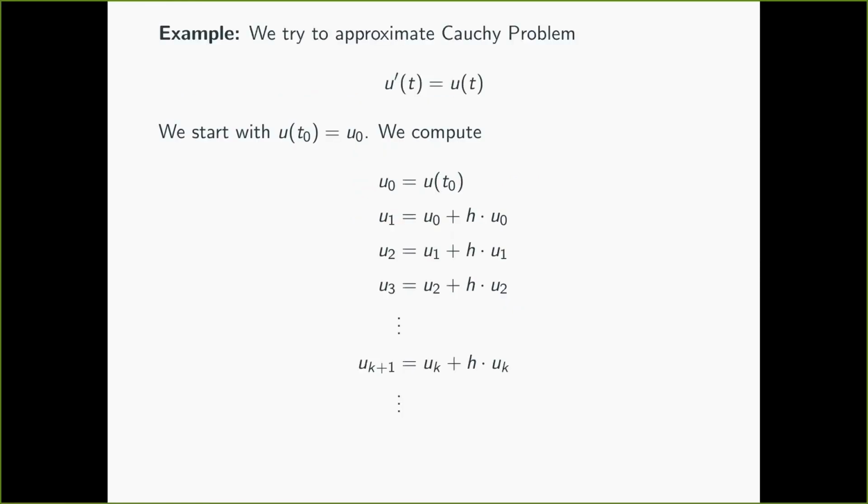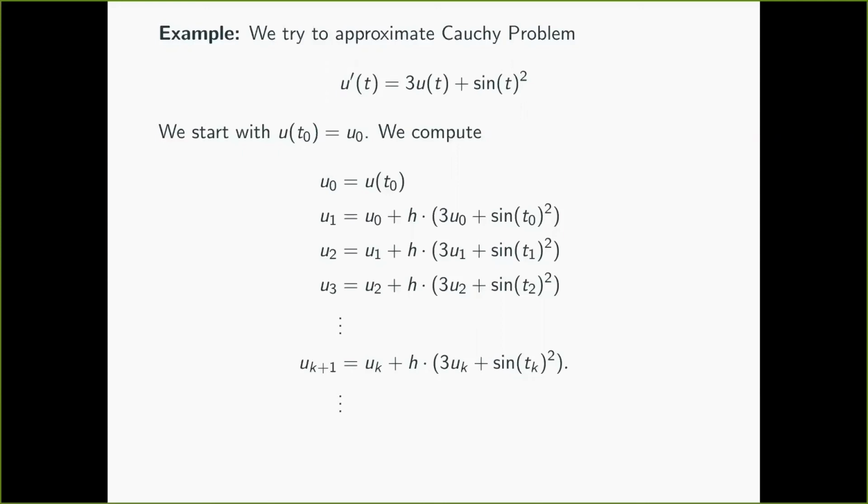Okay, let's take a look at an example, namely the Cauchy problem. u prime of t is equal u of t, and we have some initial condition u0. Then we compute u1 is equal u0 plus h times u0, because f of t,u is just u. It's very simple in this case. u2 is equal u1 plus h times u1. u3 is equal u2 plus h times u2, etc. uk plus 1 is equal uk plus h times uk.